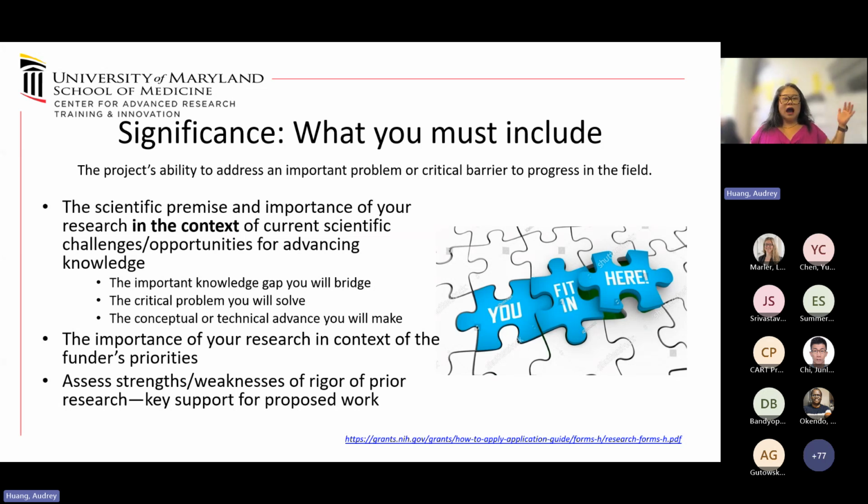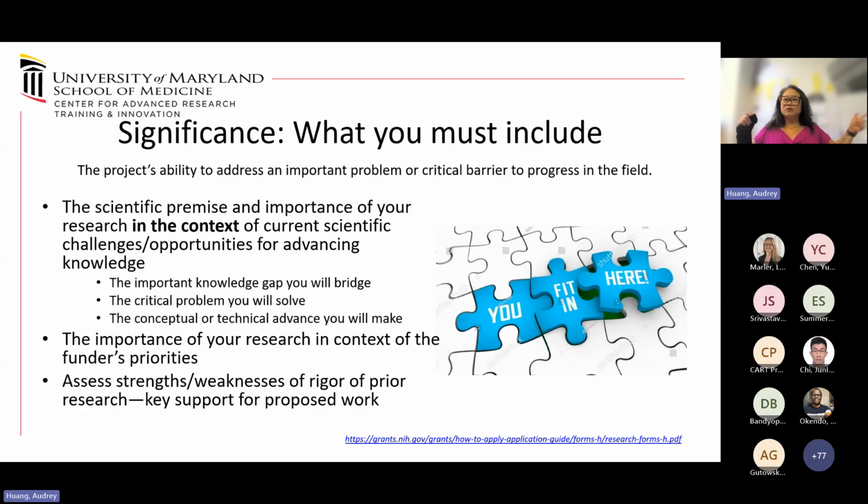So how is your work going to bridge knowledge gaps in your field? What is that problem you're going to solve? What is the conceptual or technical advance you will make in solving that problem? You need to address the importance of your research in the context of the funder's priorities.